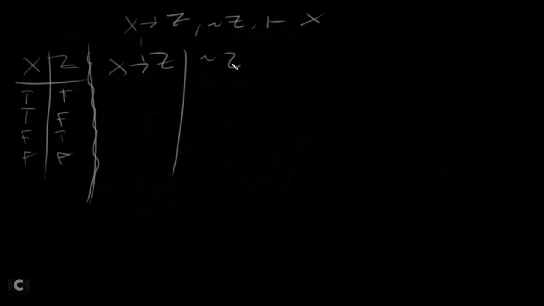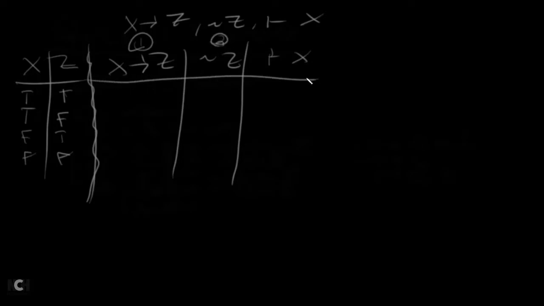Just squiggle Z, premise 2. And our conclusion is X. Okay, so premise 1, premise 2, and our conclusion is X. So let's determine these values. X is going to be really simple. We're just going to copy over what X is. There's nothing more sophisticated than that.